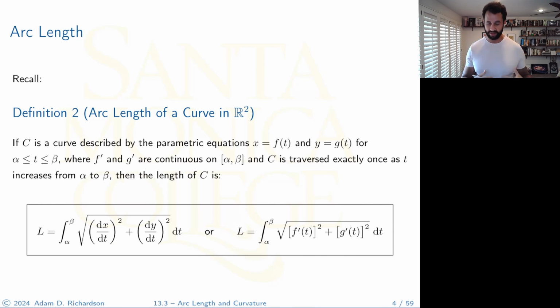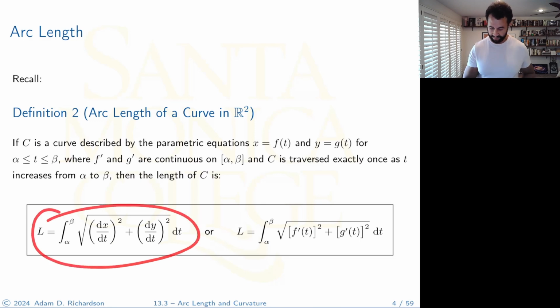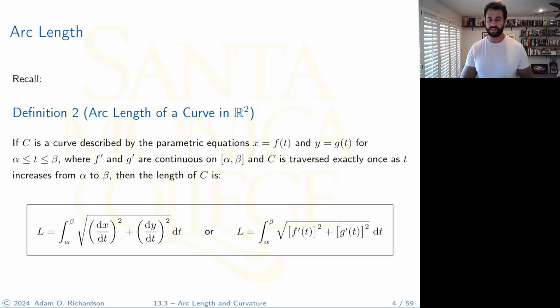But if you remember from back in those days, we were able to define the arc length of a curve as the parameter t passed between alpha and beta. And it was defined this way. And one of the things that I love about this particular formula is that it's very intuitive because it really is just the Pythagorean theorem. This is a squared, this is b squared, and then when we take the square root, we get the length of c, right?